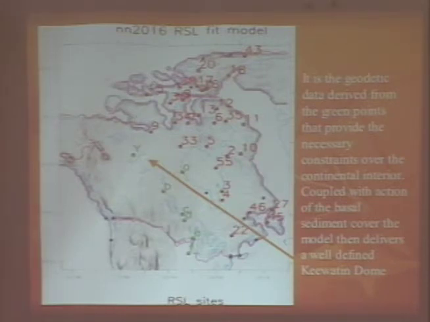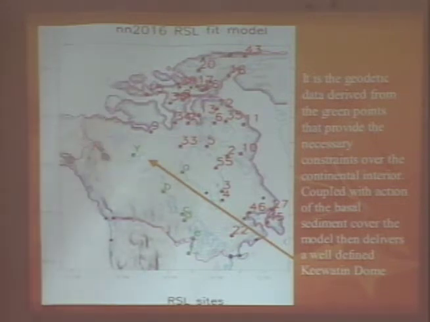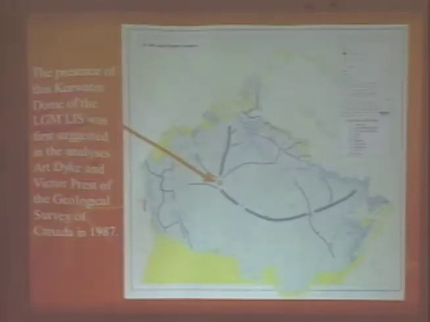What is the elevation? A maximum thickness is over the Keewaytin Dome of something like 4.5 kilometers. And so the elevation thickness is three? Yeah, just under four. Next slide, please.